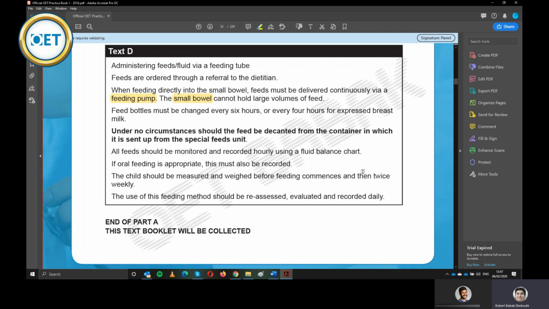Feeds are ordered through referral when feeding directly to small bowel. Feed bottles must be changed every 6 hours or every 4 hours for expressed breast milk. So we've got this last question, expressed breast milk every four hours. All feeds should be monitored. Oral feeds is appropriate. Measured and weighed before feeding. Use of feeding method be reassessed, evaluated, recorded daily. Okay.